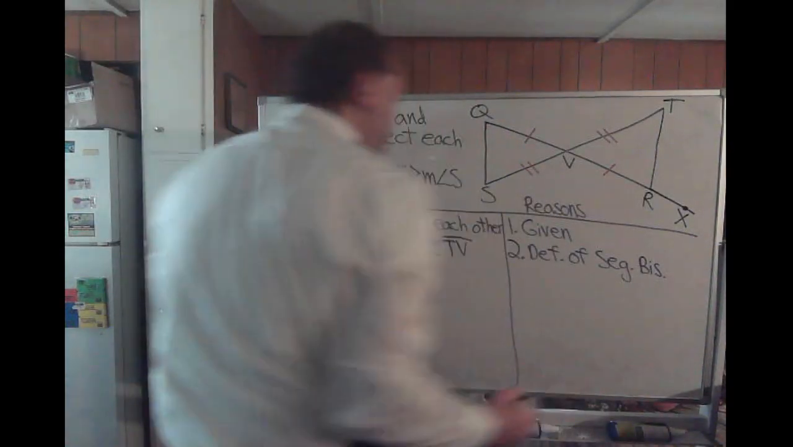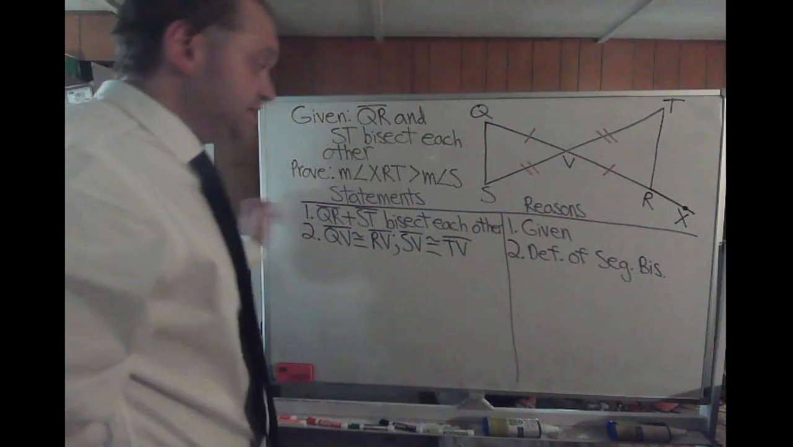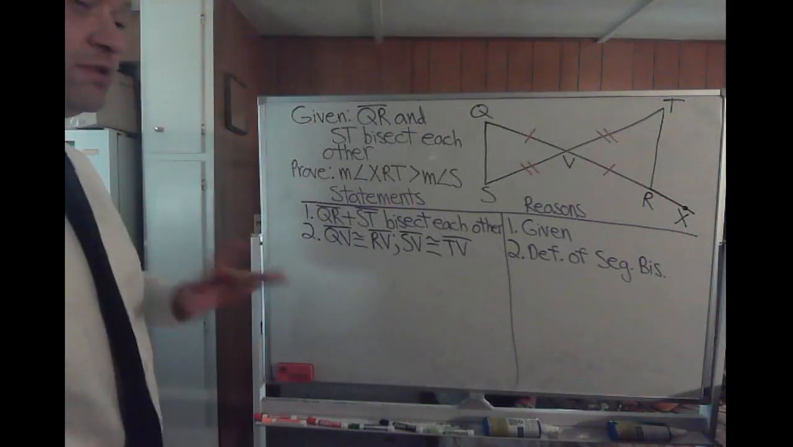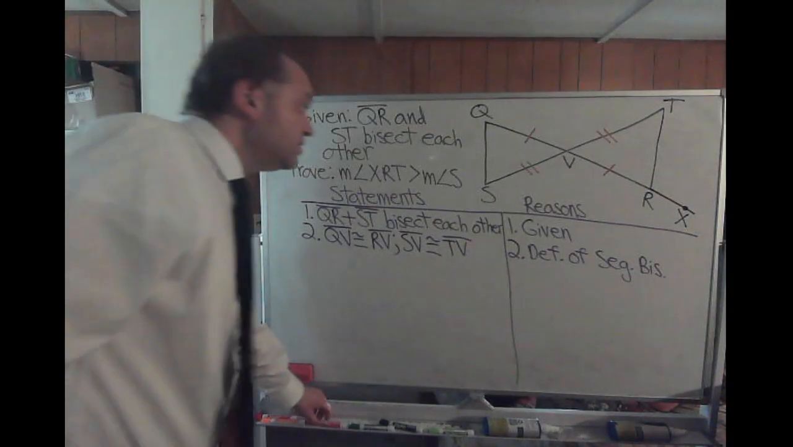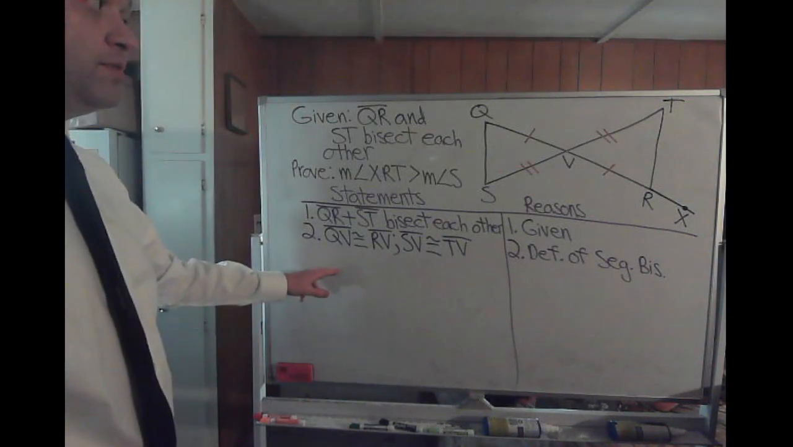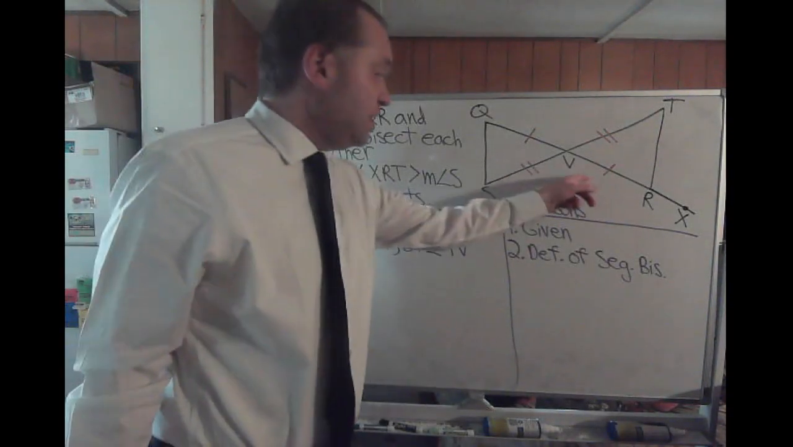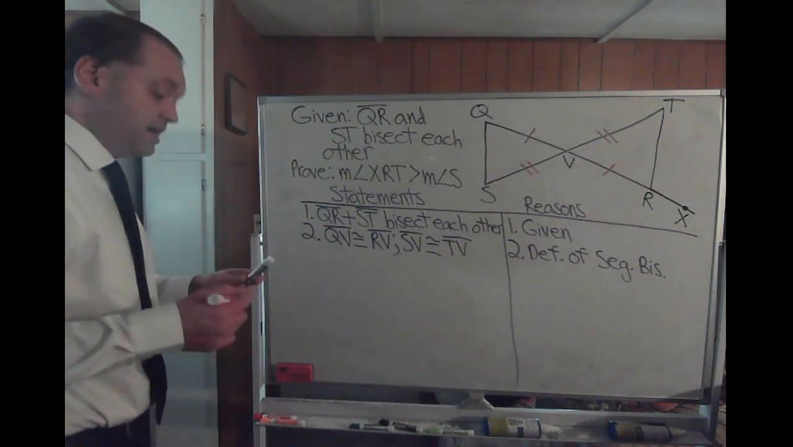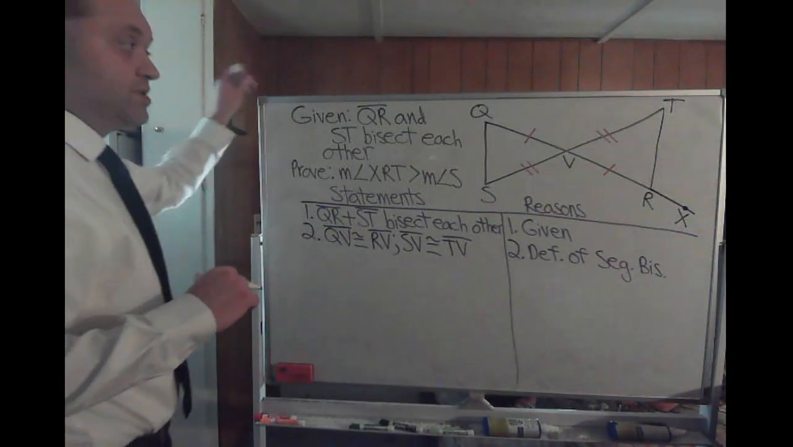Don't really use that definition a lot, but here it is, the definition of segment bisector. If you look at this here, just take a look a second before we go on to step 3. Each of these triangles, you have so far two congruent segments. Now, what else do we observe?